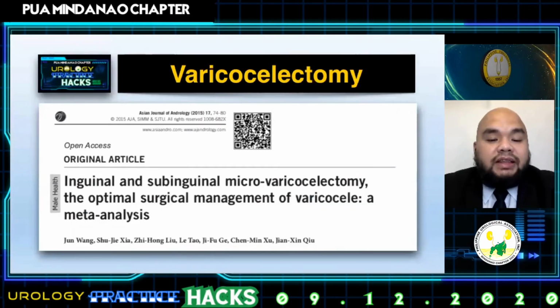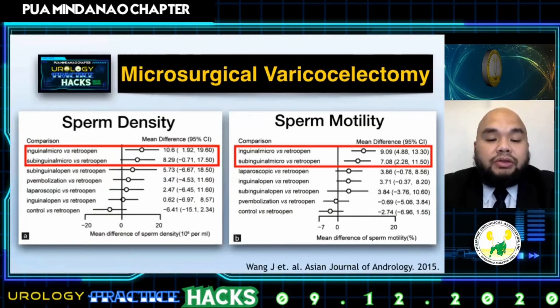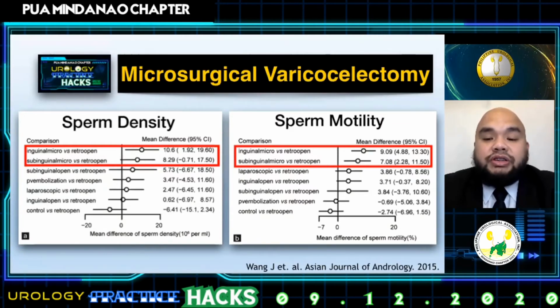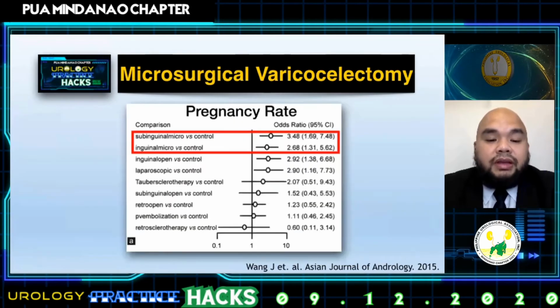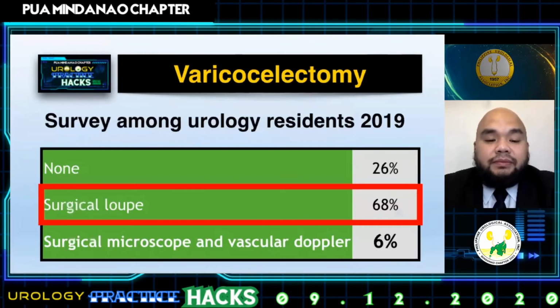So the best technique for varicocele is the microsurgical approach. Microsurgical varicocelectomy is significantly associated with increased improvement of the sperm concentration and motility, significantly decreased complication rate and recurrence rate, and more importantly, significantly increased pregnancy rate. I did a survey among urology residents last 2019. About 68% of them are only using surgical loop.